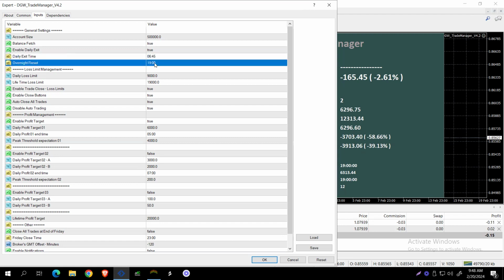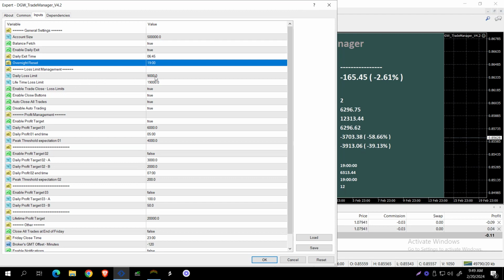Then this overnight resets, we set it to 1900, meaning 7 o'clock in the evening. What it means is this: all these statistics you see on this dashboard, it will reset the whole statistic at 7 o'clock in the evening. This is the overnight resets.